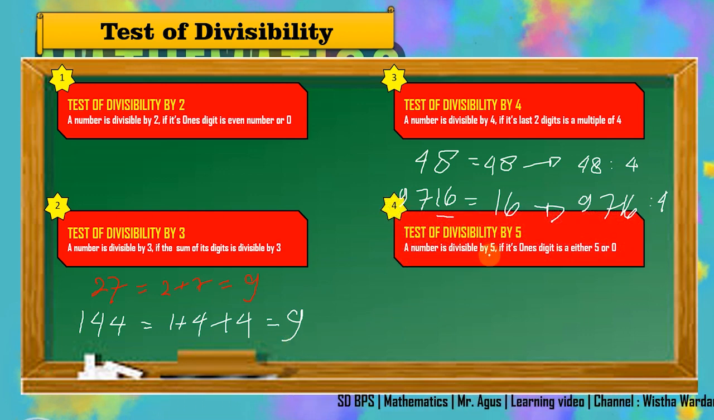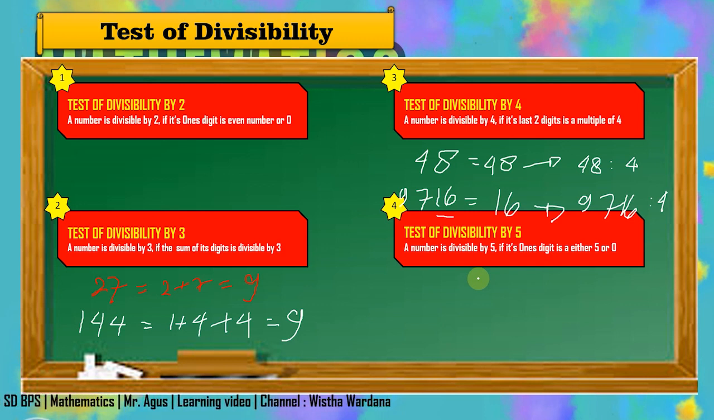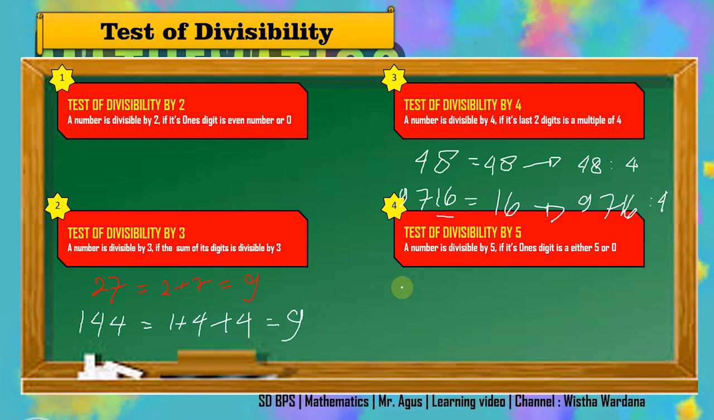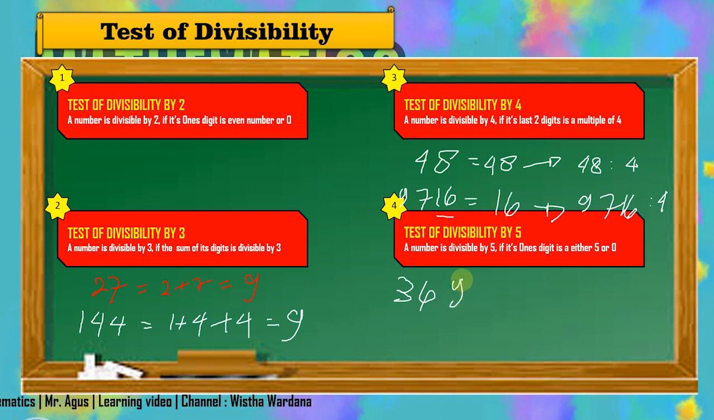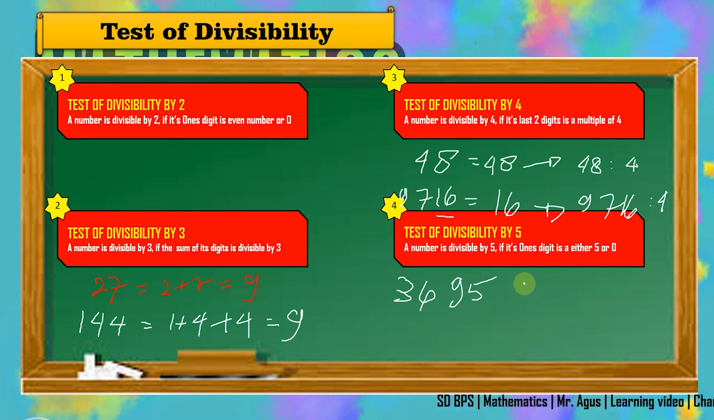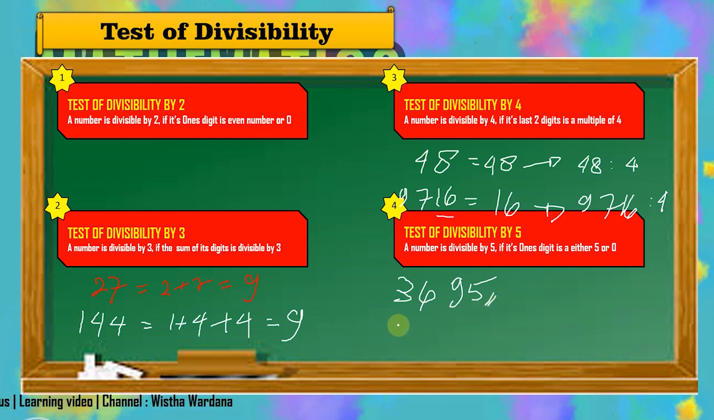Next, test of divisibility by 5. A number is divisible by 5 if its last digit is either 5 or 0. For example, if I choose a 4-digit number like 3695, this is an example of a number that is divisible by 5 because its last digit is 5. So 3695 is divisible by 5.